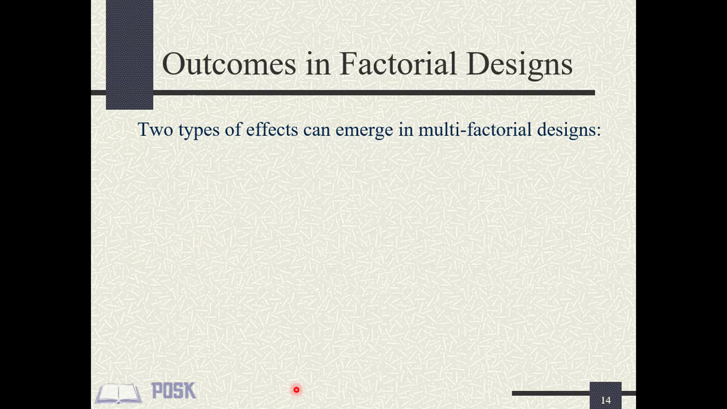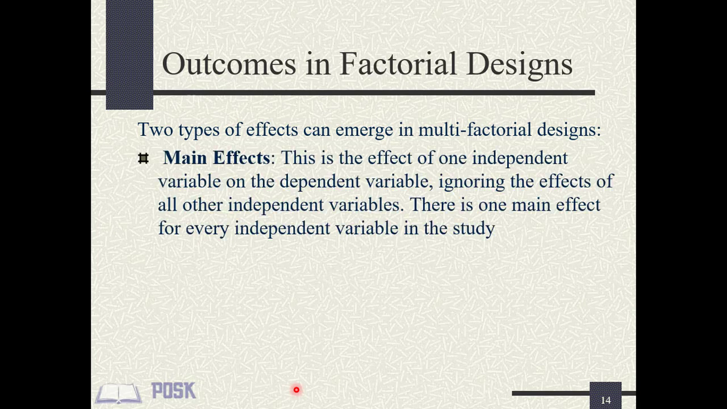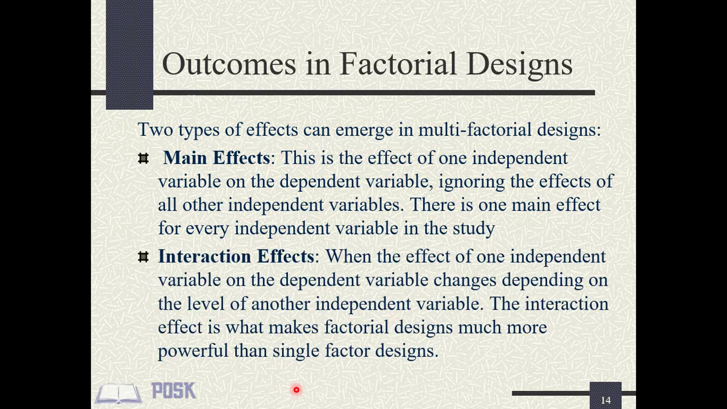Once you do the analysis of the data obtained from a factorial design, 2 types of effects of the independent variable on the dependent variable are possible. The first is the main effect. This is the effect of one independent variable on the dependent variable, ignoring the effects of all other independent variables. This is similar to the result one would have obtained in a one-way ANOVA.